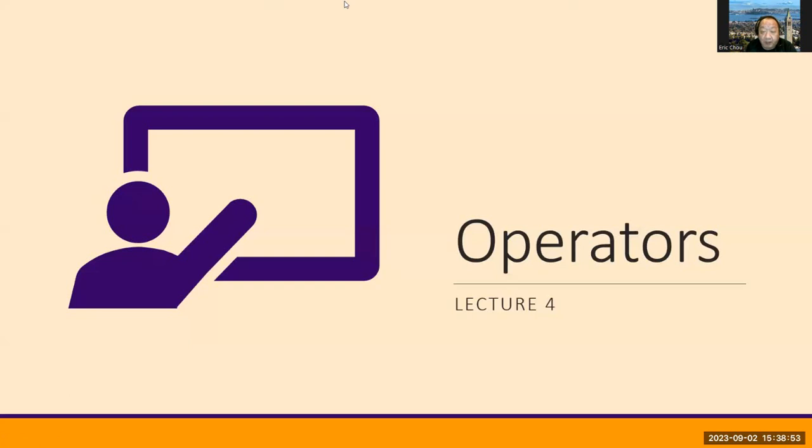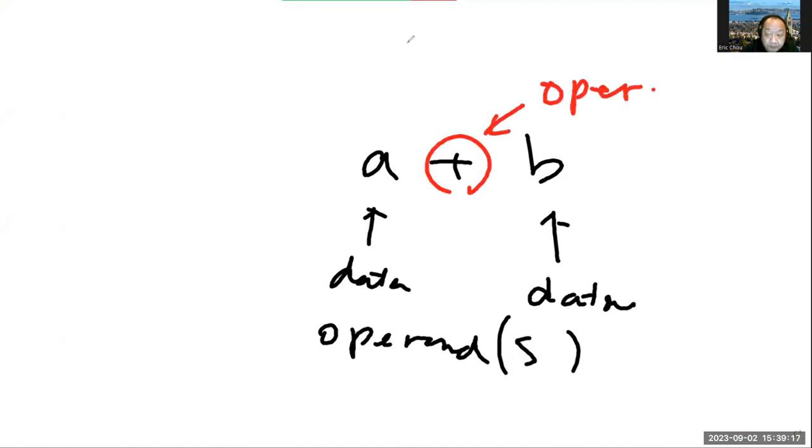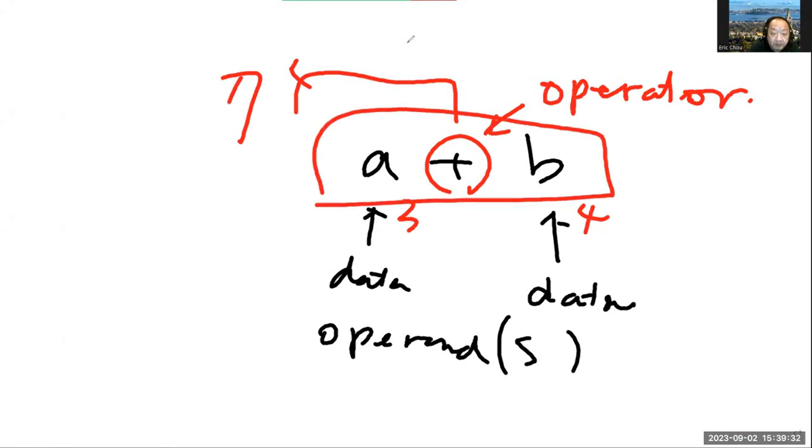So roughly, we talk about data type A plus B. A is a data, B is a data. And we also call them operands. And then this one, we call it operator. Plus sign, we call it operator. So because of this, you will return some value, say 3 plus 4, you get 7. So this whole thing, we call it an expression.